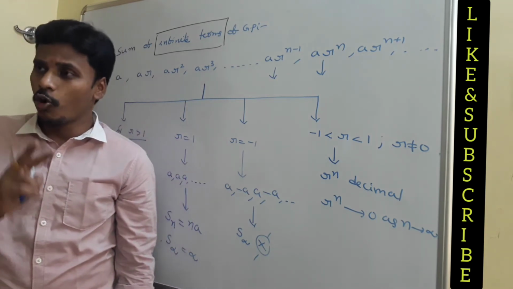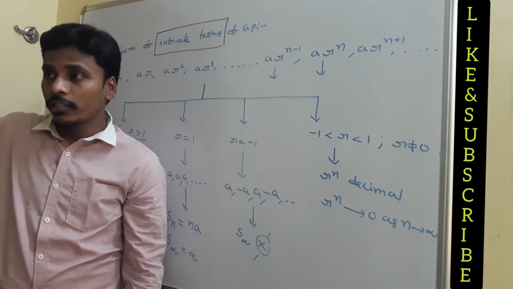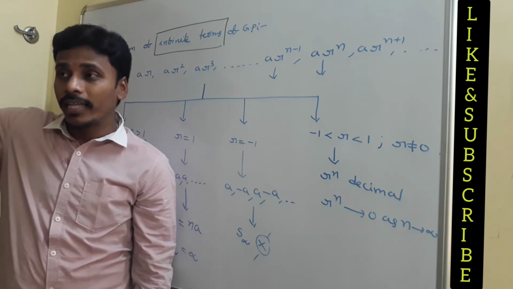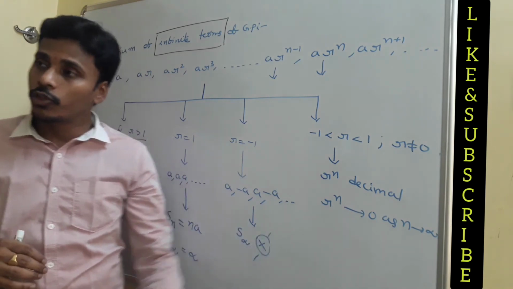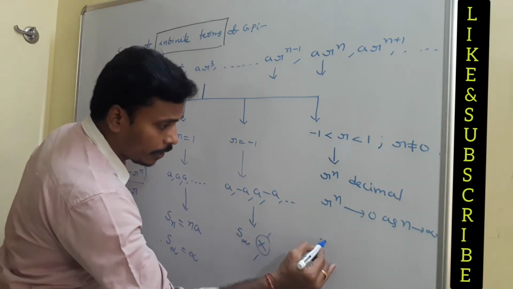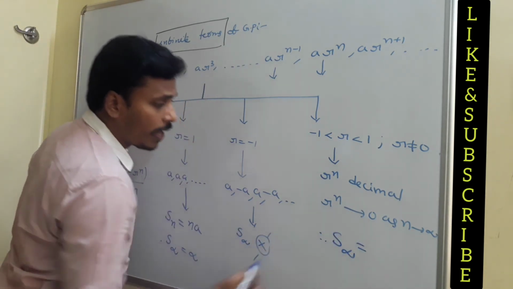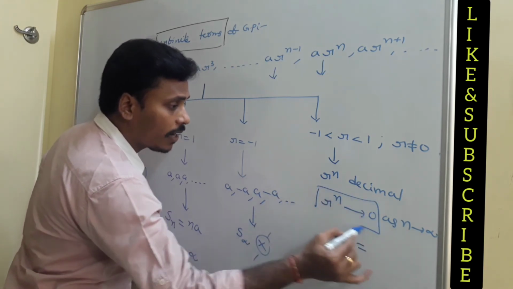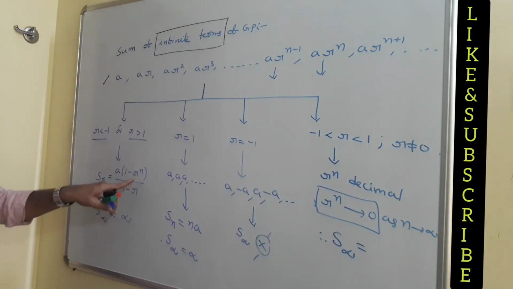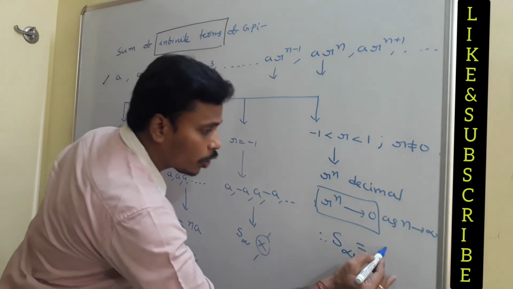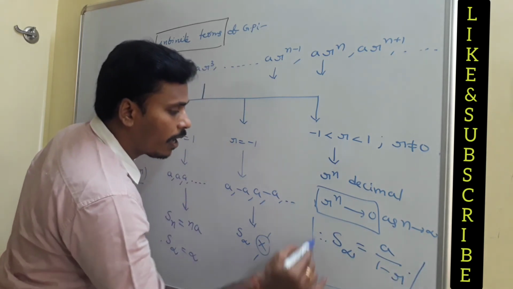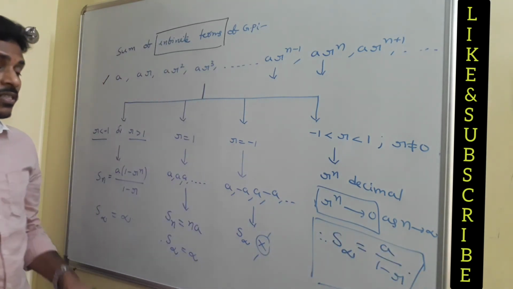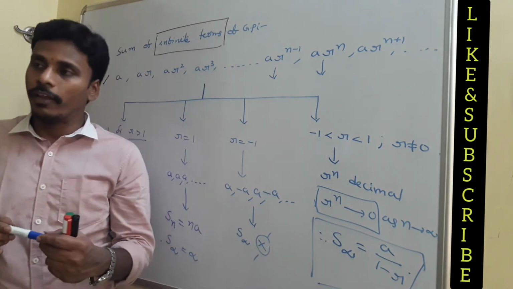You know it, right? 0.1, 0.1 square, 0.1 cube. Like that, if you raise the powers, the value keeps decreasing. So r power n tends to 0 as n tends to infinity. Therefore, if you wish to find the sum of infinite terms, just look at this, r power n is 0. Replace r power n with 0 in this particular formula. If you replace r power n with 0 here, then your S infinity is a by 1 minus r. And this is the formula for the sum of infinite terms. This is an approximate value for the sum of infinite terms.